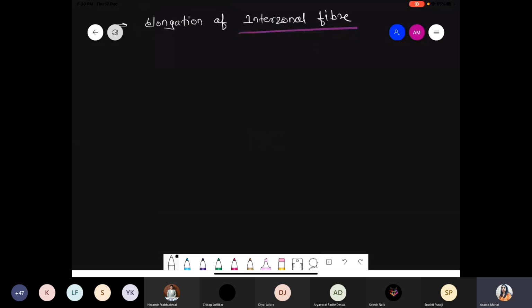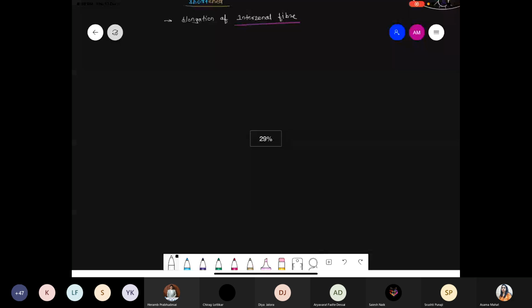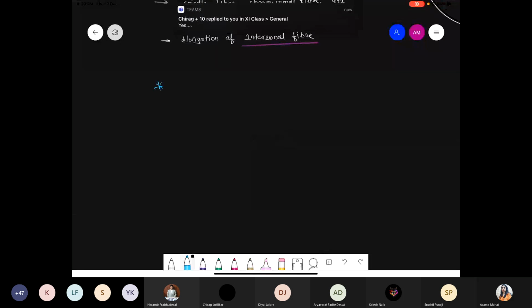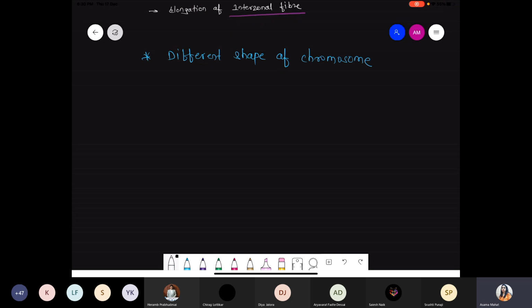So quickly we are talking about that part, the different shapes of chromosome. We have seen this earlier, but we'll quickly revise it. These are the different shapes of the chromosome depending upon the position of the centromere.